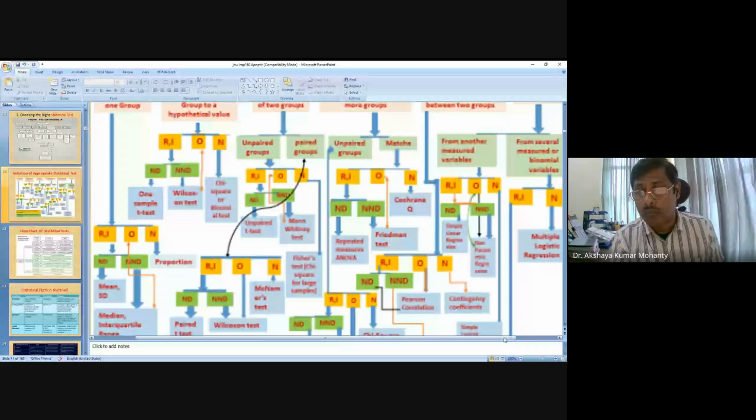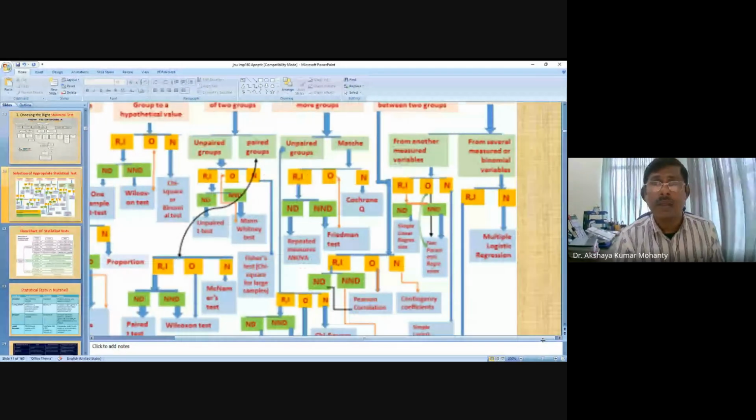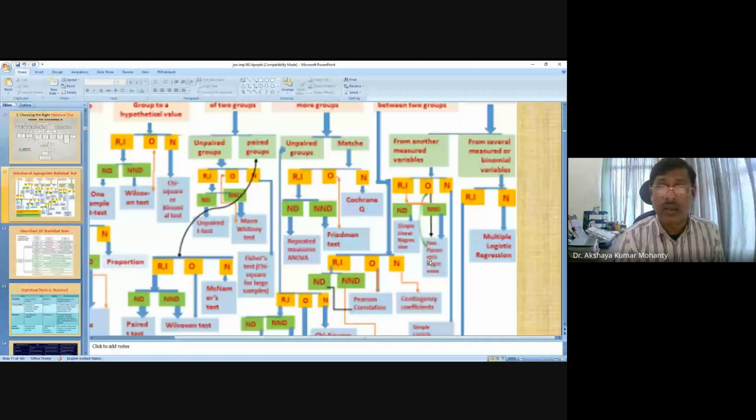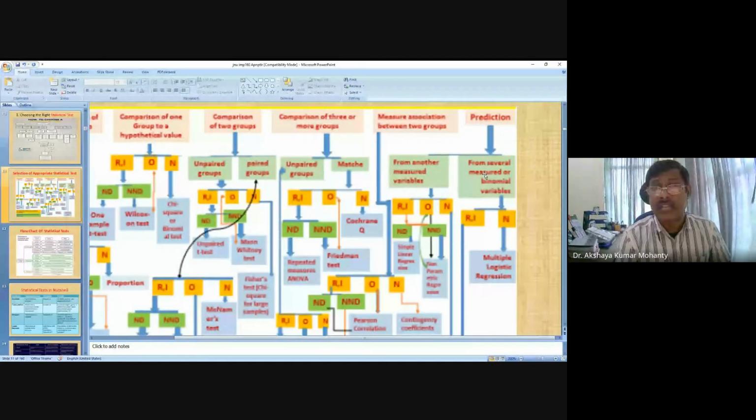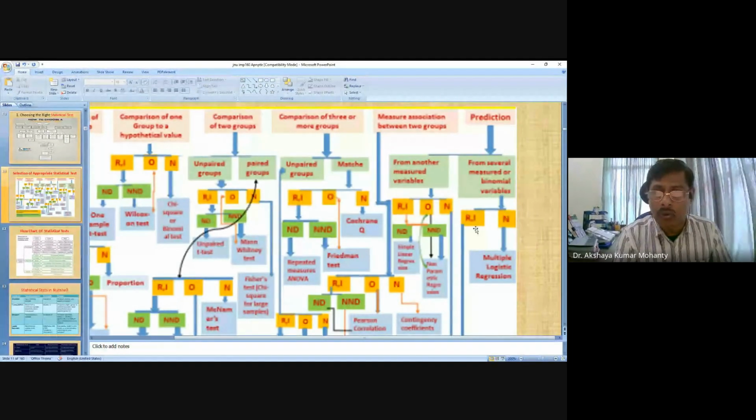Now we have to go to the next one, the prediction, because this is the prediction we are doing. And next prediction, the last prediction. In the last prediction, you see from several measured or binomial variables. Here we have not taken the nominal data set; ordinal cannot come here. Now from several measured or binomial variables, one block is there. This is the common block. Already I told you it cannot be separated from each other, and this is the nominal. And nominal means it is categorical.